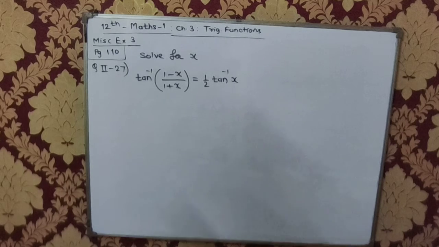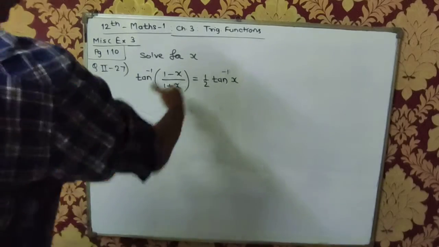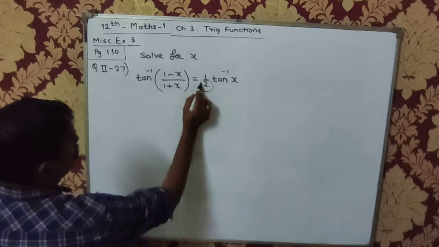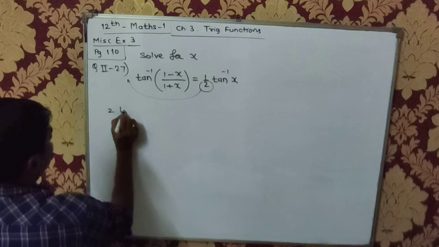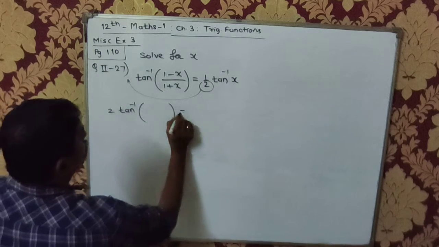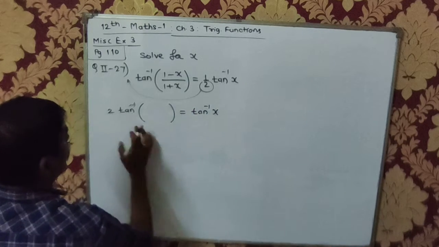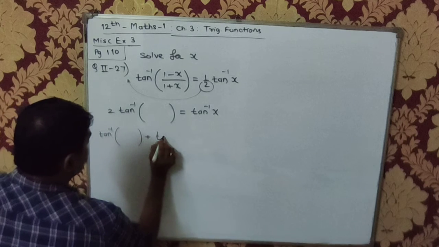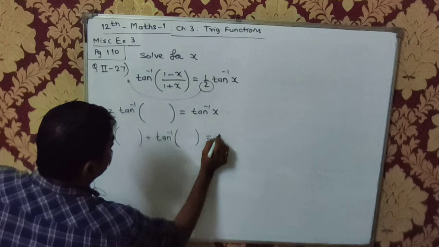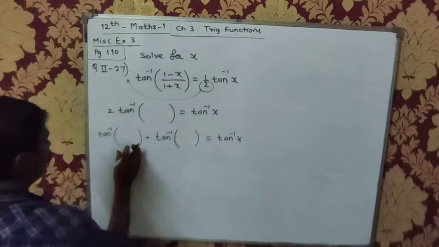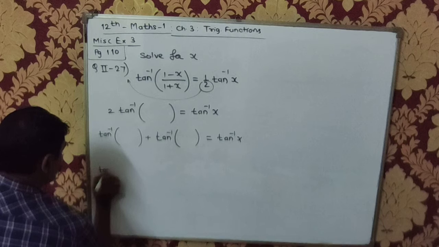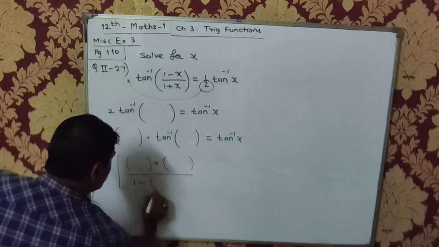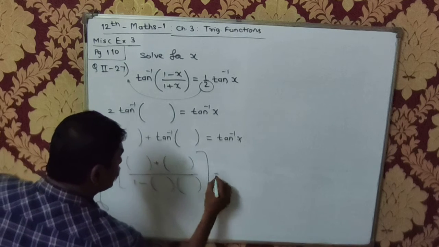Alright. Question number 27. This is an equation and we have to solve it for x. What I'll say here, why not to transfer this 2 here? So that will become 2 times tan inverse of bracket is equal to tan inverse of x. And यहाँ पर इसको मैं split करूँगा कि tan inverse of bracket plus tan inverse of bracket is equal to tan inverse of x. Tan inverse of a plus tan inverse of b, तो ये बनेगा tan inverse of bracket plus bracket upon 1 minus bracket into bracket is equal to tan inverse of x.